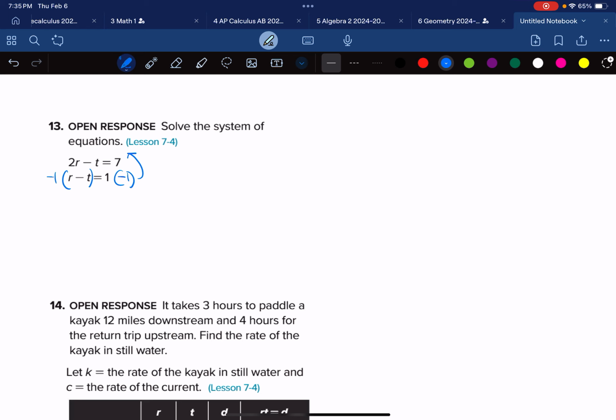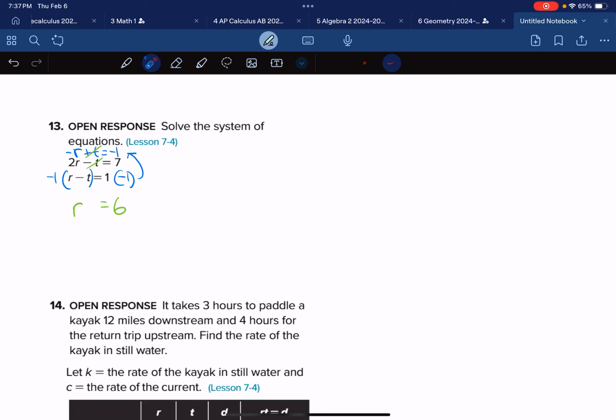which I'm going to write up above so I can see what's going on. I have a negative r plus t is equal to a negative 1. Adding these equations together, a negative r plus a 2r is just 1r. These t's will cancel each other out because they are opposites of one another. So let's go ahead and cross this off. And I have a negative 1 plus 7, which is a positive 6, and r is equal to 6.